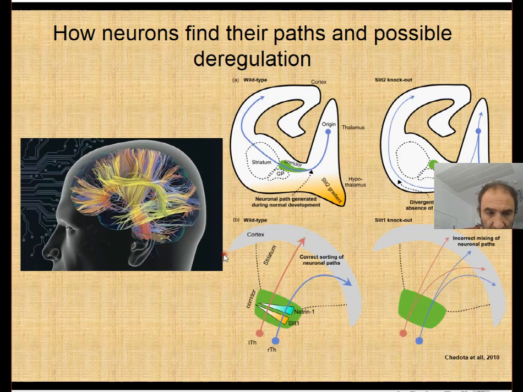Another example is here, the two gradients called the neutron and slit gradient. Under normal conditions, these two types of population of neurons are well separated. They are sorted at different locations of the cortex. However, when those two gradients do not exist anymore, then the two types of neurons are completely mixed, which creates an incorrect wiring of the brain.